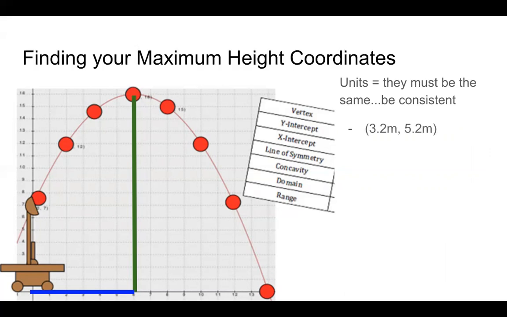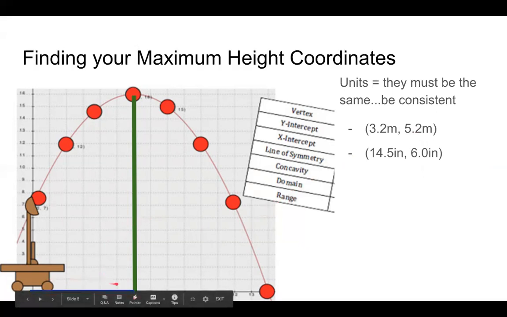For instance, if I'm measuring my distance to my maximum height is 3.2 meters and my height is 5.2 meters, that works because I'm measuring both of them in meters. 14.5 inches and 6 inches, that works. That means I've got 14.5 inches to my center, and then I've got 6 inches to my maximum. Obviously, this data is not for this graph, but as long as the unit's the same, you're good to go.